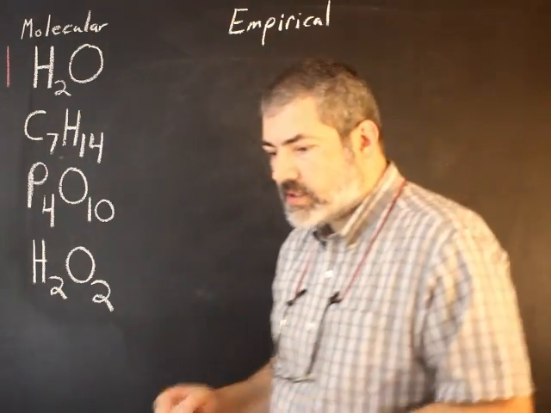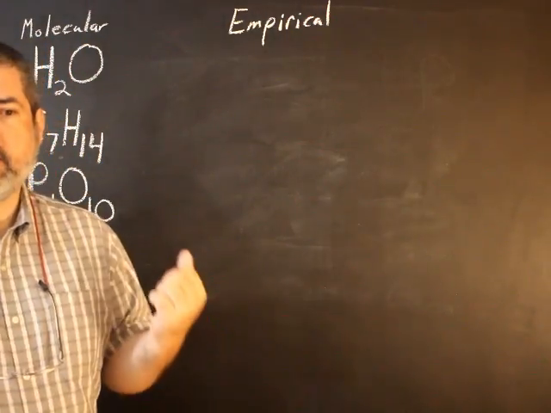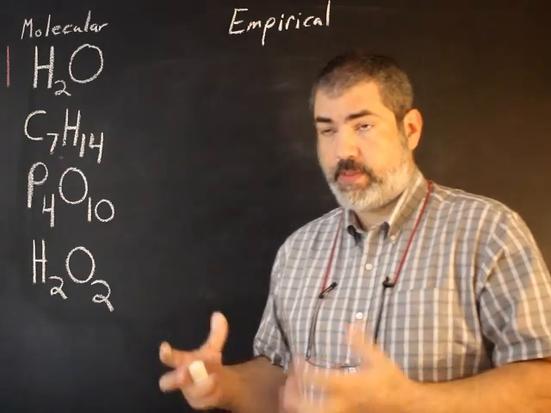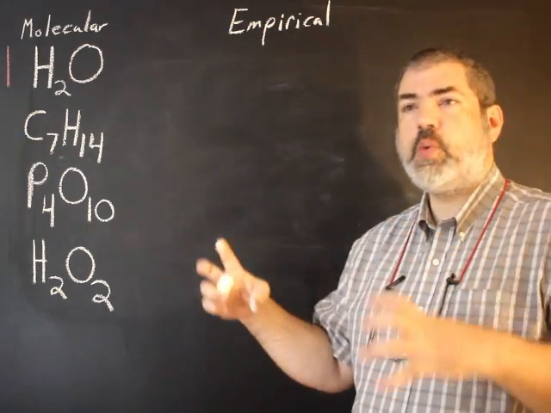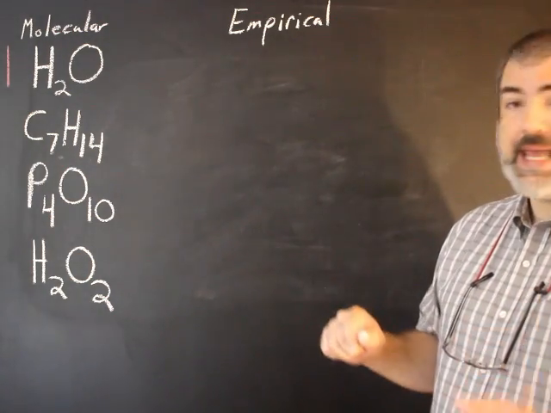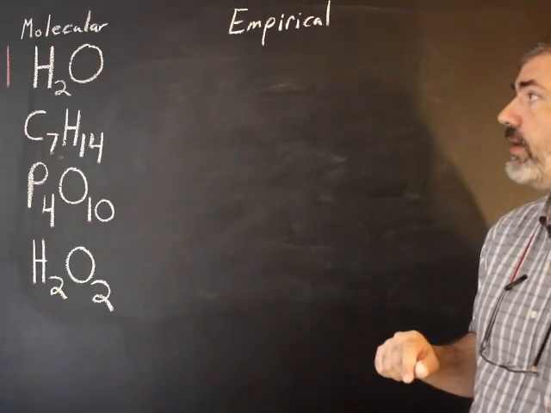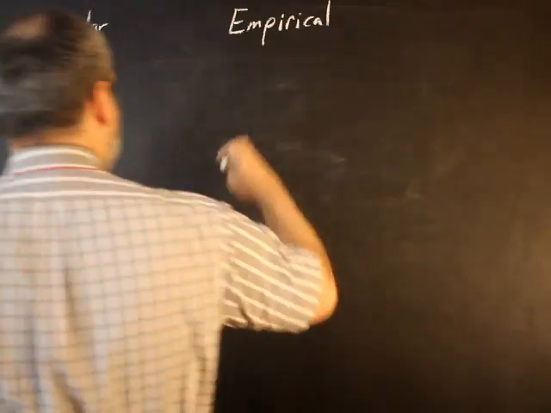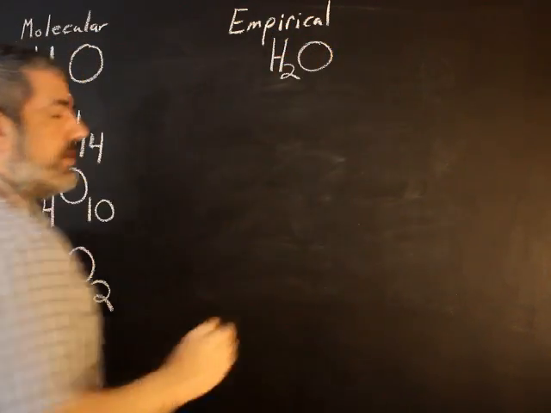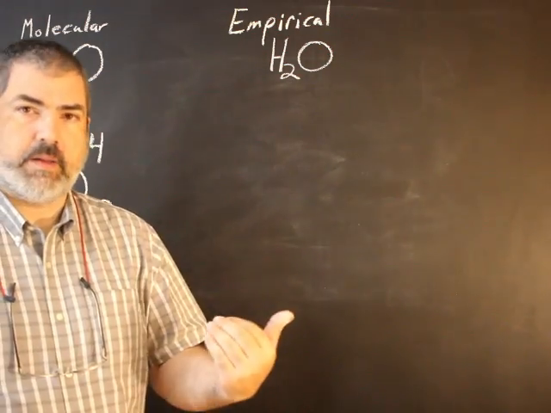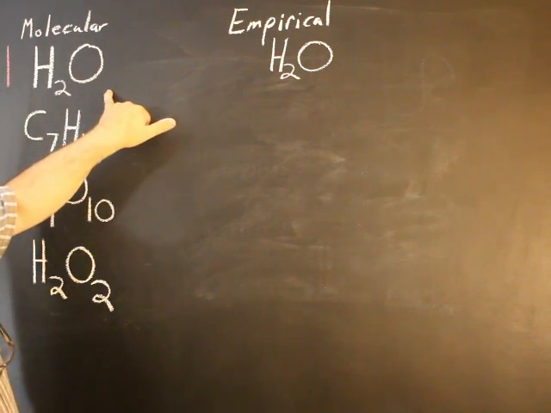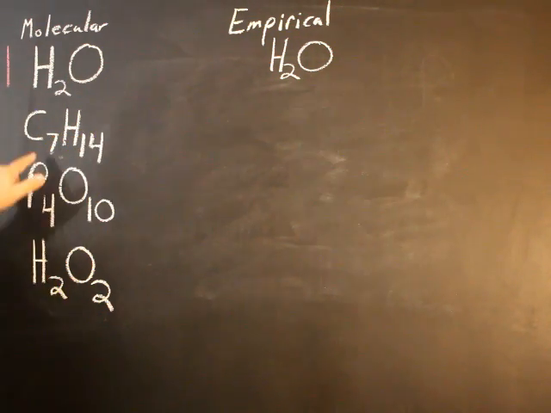However, when we do chemical analysis, we often find that instead of getting the molecular formula, we end up getting the empirical formula. And the empirical formula is the lowest whole number ratio of a set of elements in a molecule. Now, in the case of H2O, in the case of water, the empirical formula and molecular formula are the same. You can't have a fraction of an atom in a molecule. So if I divided this by 2, I would have half an atom of oxygen. That doesn't make any sense.